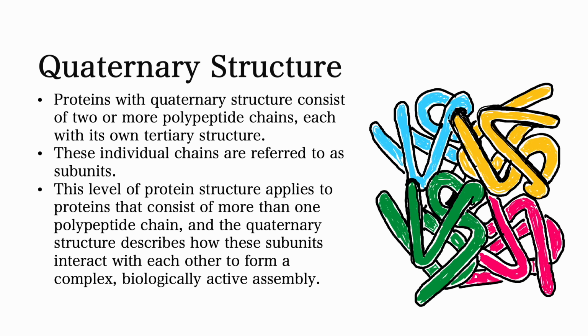And finally, there is the quaternary structure of proteins. Quaternary structures refer to the arrangement of multiple polypeptide chains into functional higher-order structures. These polypeptide chains are often referred to as protein subunits. Proteins with quaternary structures consist of two or more polypeptide chains where each has its own tertiary structure. So essentially, the quaternary structure describes how these subunits interact with each other to form a complex.